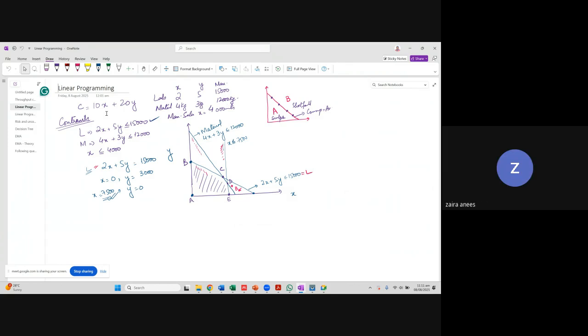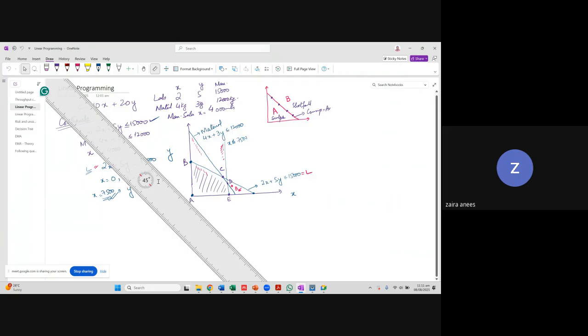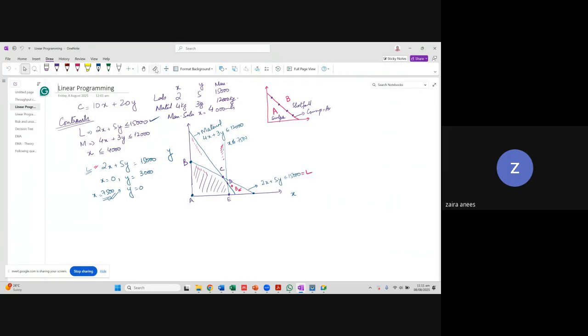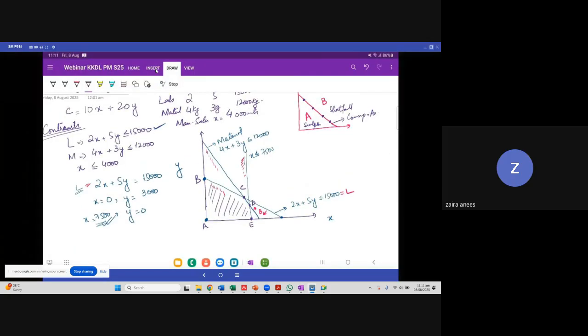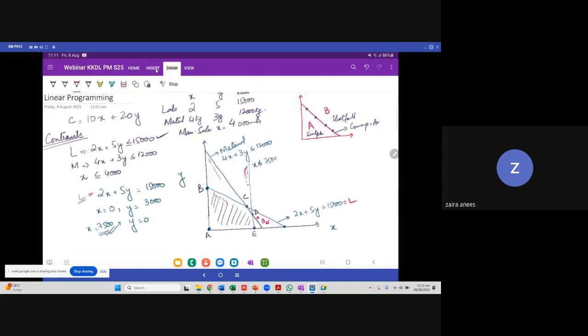Okay, so after making this graph, what are we supposed to do? After that, we have to identify the feasible area. Now, we are supposed to identify the solution. The solution is generally on the corners of the feasible area, right? So what is the solution? B, C, D, or E?